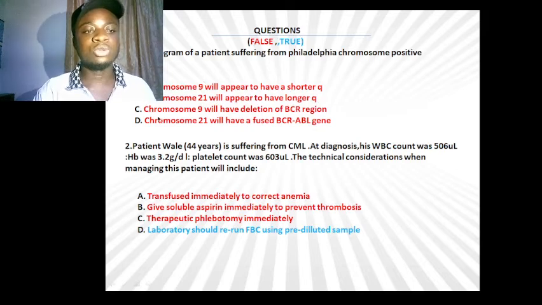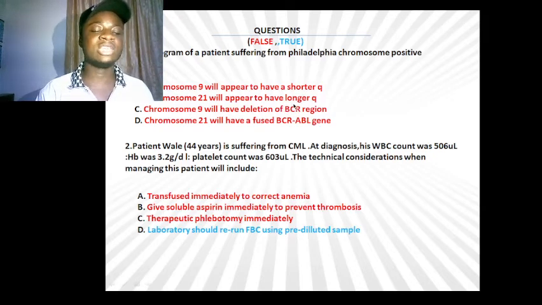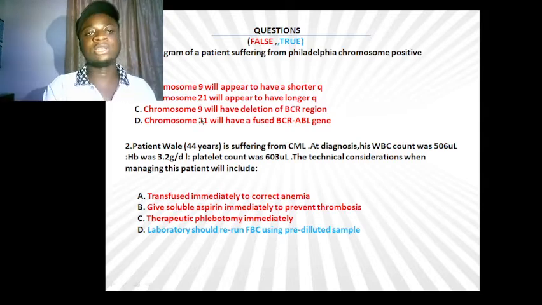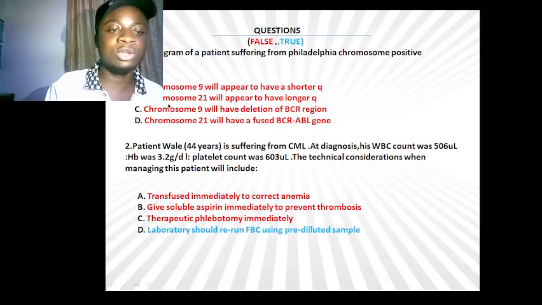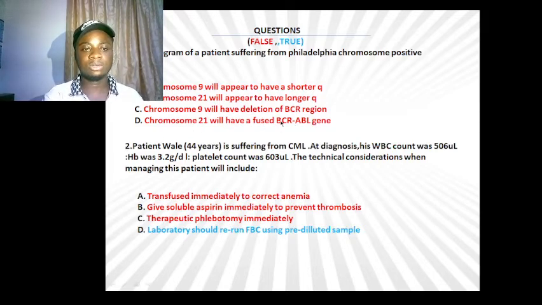C: chromosome 9 will have deletion of the BCR region. Remember, it is not BCR; chromosome 9 has the deletion of ABL, not BCR. The examiners are tricky in most questions, and they can also bring ABL, so take note of that. And D: chromosome 21 will have a fused BCR-ABL gene. All of this is not true. The BCR-ABL gene occurs on chromosome 22, which is the Philadelphia chromosome. So all these are false.